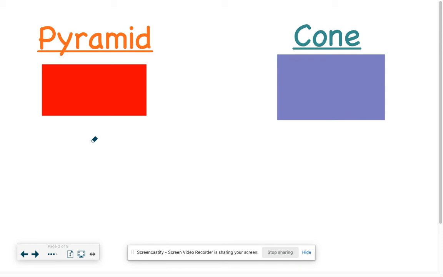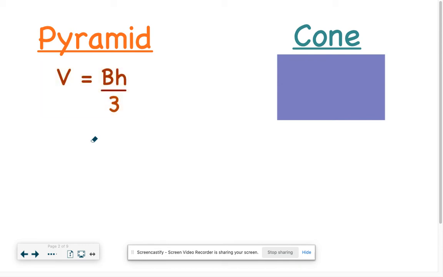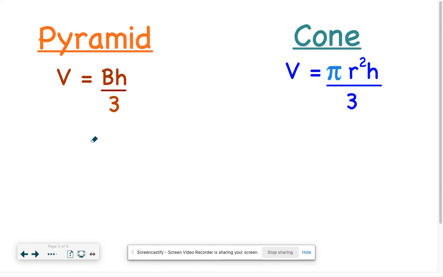Okay, maybe it won't show you. Yep. So for a pyramid, base area, big B, times your height h, divided by 3. And then for a cone, since we only have one base shape for our cone, it's pi r squared, because this right here is the area of a circle, times the height of a cone, divided by 3. So jot those down and we'll try some examples.